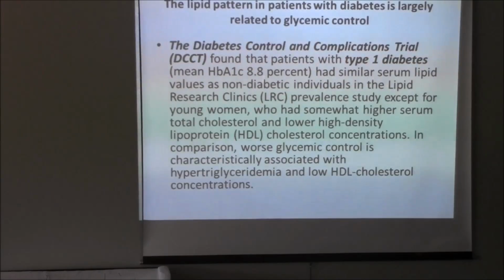They found that patients with type 1 diabetes with a mean hemoglobin A1C of 8.8% had similar serum lipid values as non-diabetic individuals. So the whole take-home message was if we can get their hemoglobin A1C down, then their lipid panel or their cholesterol testing would be very similar to someone who wasn't diabetic, which would then reduce their risk for these events. Except for young women.